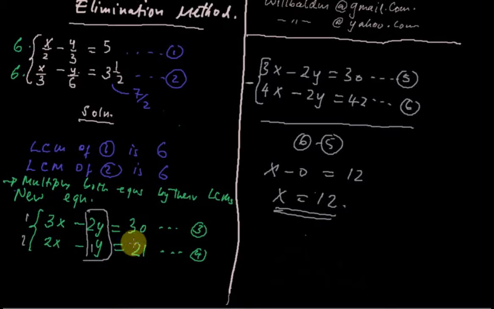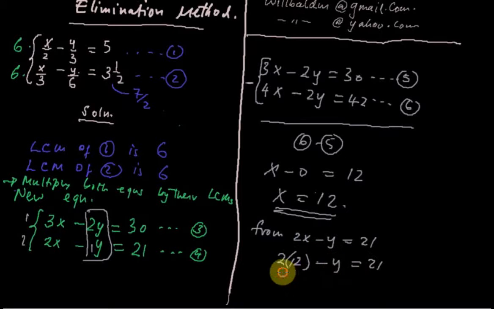Because this one has a fraction, we don't want to deal with fractions, so we can just put it in equation number 2. If we use 2x minus y equals 21, it is simpler than the other one. I see that 2 times x, 2 times 12, minus y equals 21. So this is 24 minus y equals 21.